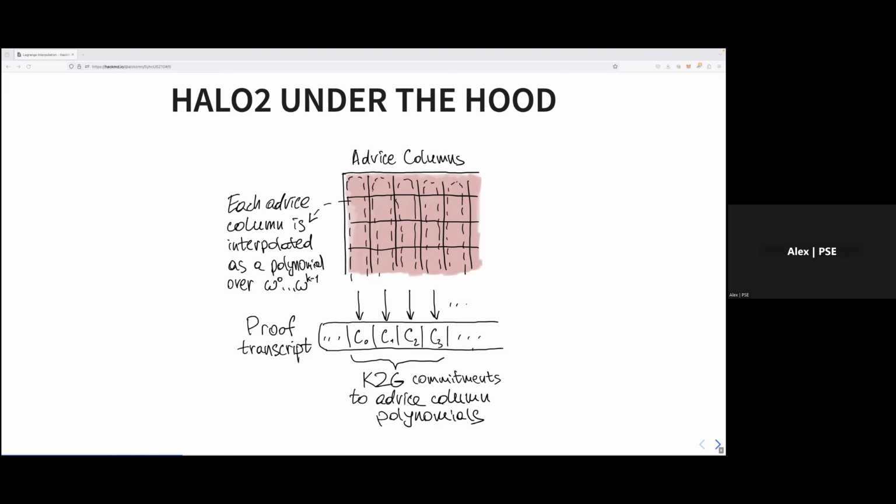And the second nice property of Halo2 is that, at least with the PSE fork of Halo2, when we are generating the zero knowledge proof, Halo2 is actually producing the KZG commitments to all the advice polynomials and putting those commitments into the proof. What we colloquially call a proof is called a proof transcript inside Halo2.